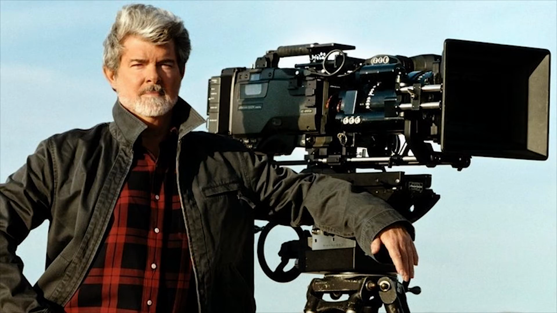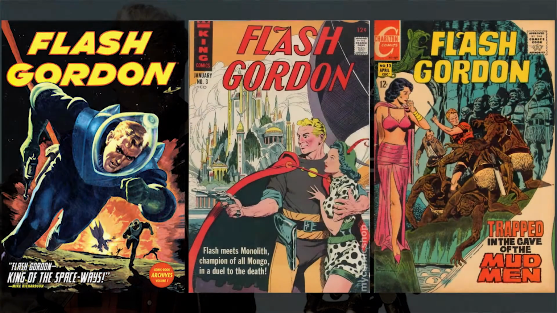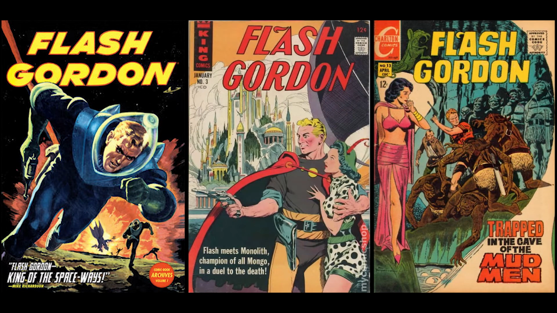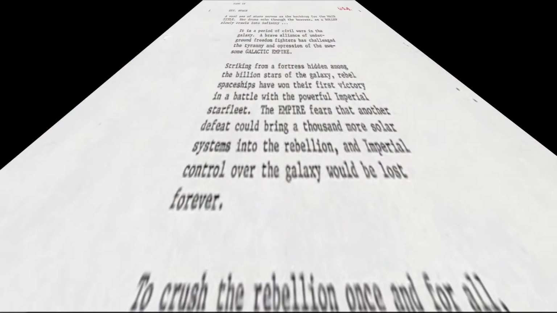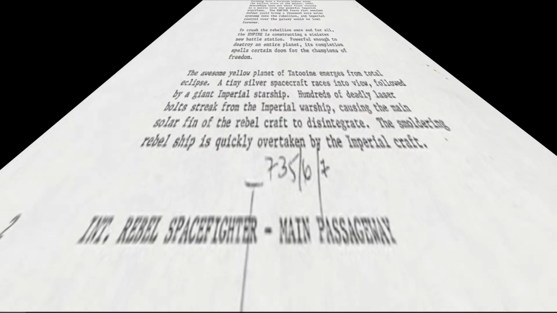George Lucas loved Flash Gordon as a kid and wanted to make a movie based on the original comic strips, but another filmmaker was optioning the rights to Flash Gordon at the time. So Lucas turned his attention to writing none other than Star Wars Episode 4.